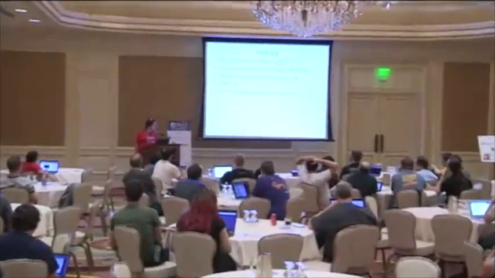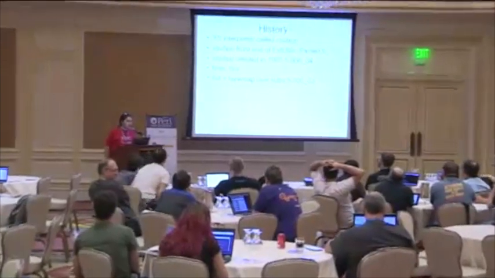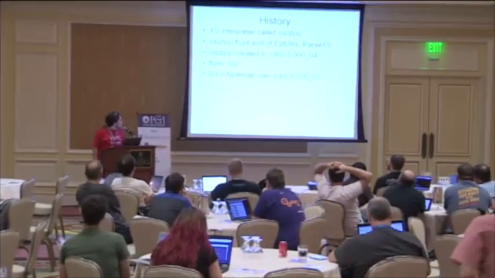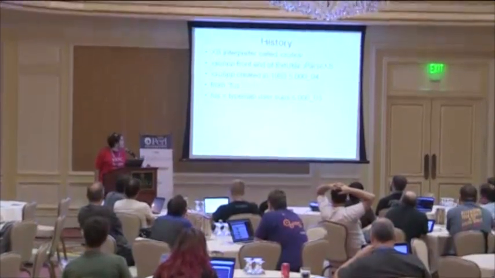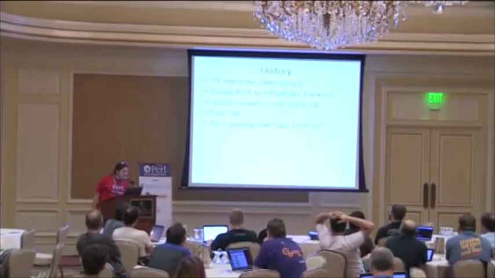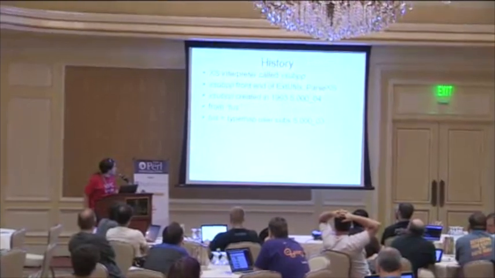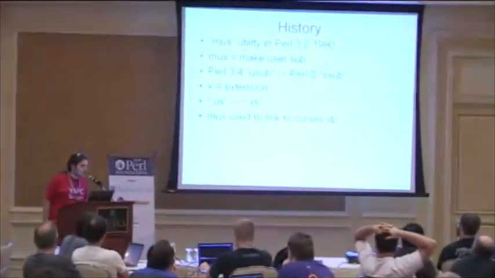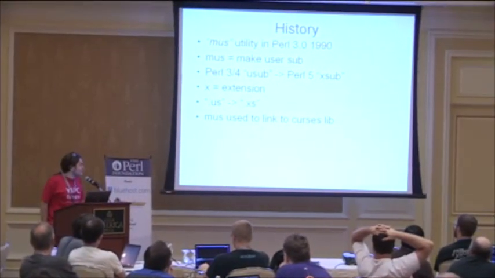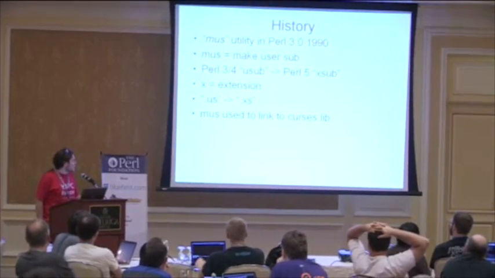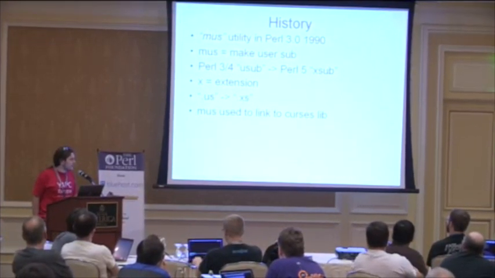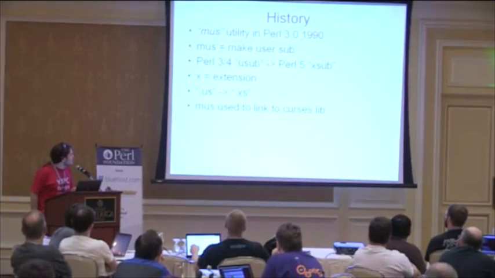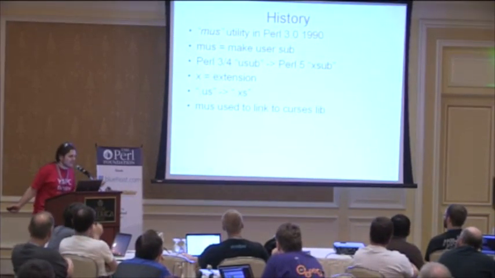XS code is generally converted to C code by a program called XSUBPP, and it was introduced in Perl 5 Alpha 4 back in 1993. XSUBPP is a descendant of a tool called Mus, which was introduced in Perl 3 in 1990. Mus was originally created to allow curses to work in Perl 3, I guess. I was barely alive then, so.